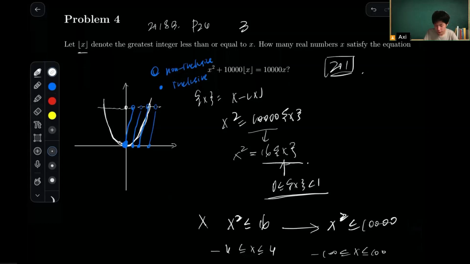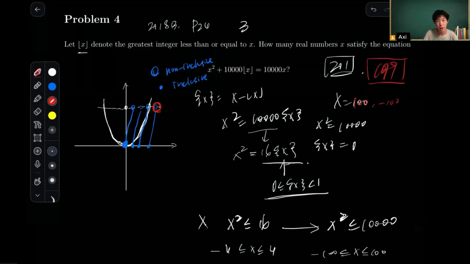No, let's check, for instance, x equals 100. When x is equal to 100, x squared is equal to 10,000, and the decimal part of x, however, is equal to 0. Because recall that this thing is non-inclusive. So in fact, we have to rule out x equals 100 and negative 100. Both are incorrect. So the true answer here should be 199, and we are done.